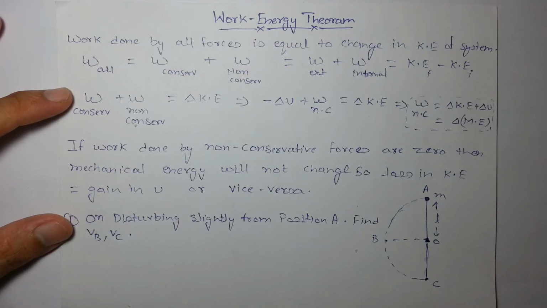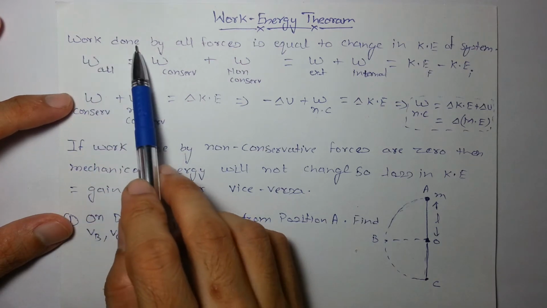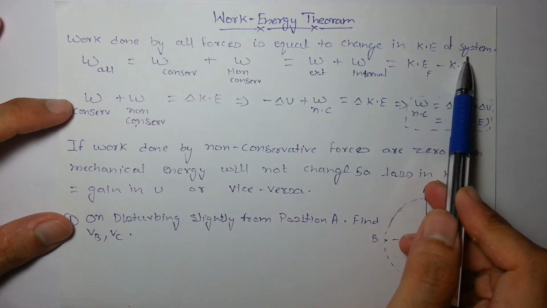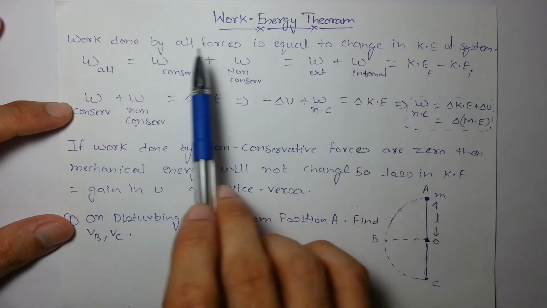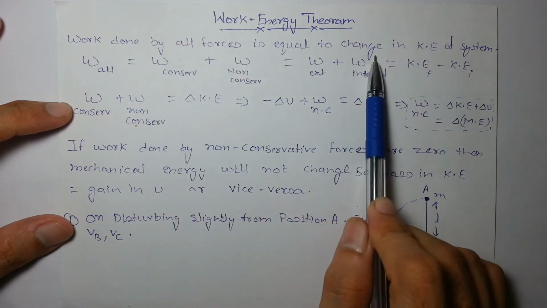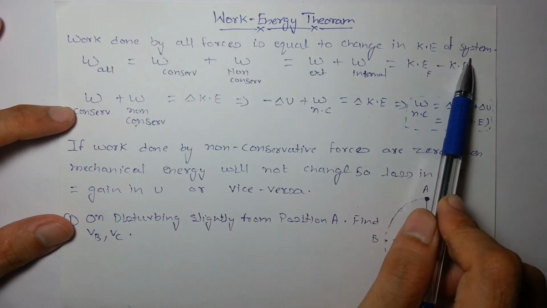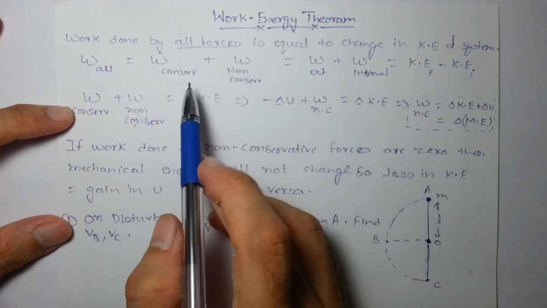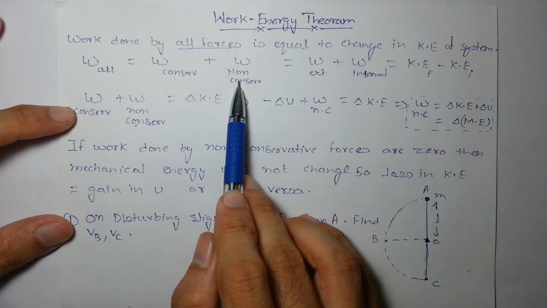Hi guys, in this video I'll talk about the work energy theorem, how it is applied and what it physically means. Work done by all the forces is equal to the change in kinetic energy of the system. This says work done by all the forces is nothing but the change in kinetic energy of the system. By all the forces we mean conservative as well as non-conservative.